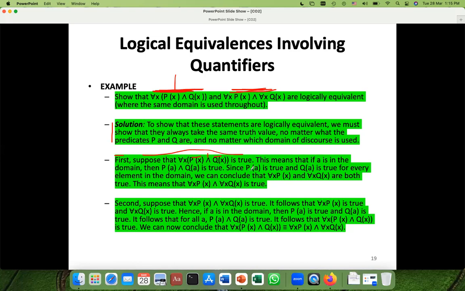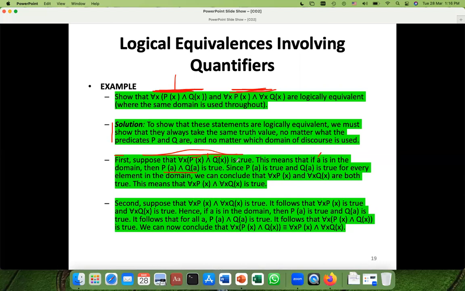So if you will just read it, this is the story now. Here we are taking some value for the x. If A is in the domain, a value in the domain, then P of A and Q of A is true. If you will take some value of the domain, then this conjunction would be true because we have supposed that it is true for all x. We have already supposed, so you have to go with your supposition. So if it is true, then this would be true, P of A and Q of A.